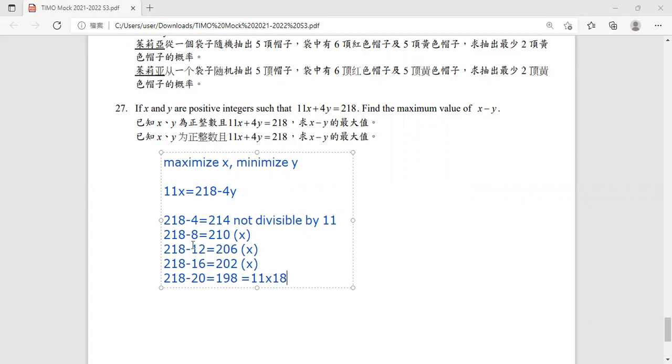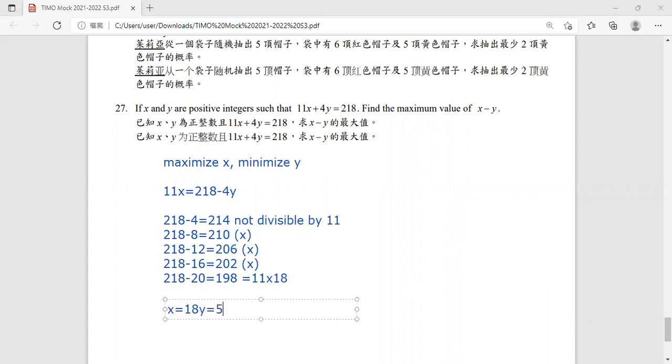Okay, this is a multiple of 11. Okay, then I will take this case. Then x will be equal to 18 and y is equal to 5. So the maximum of this one will be 18 minus 5, which is 13. Finish. Okay, just that. So it's just a problem of trial and error.